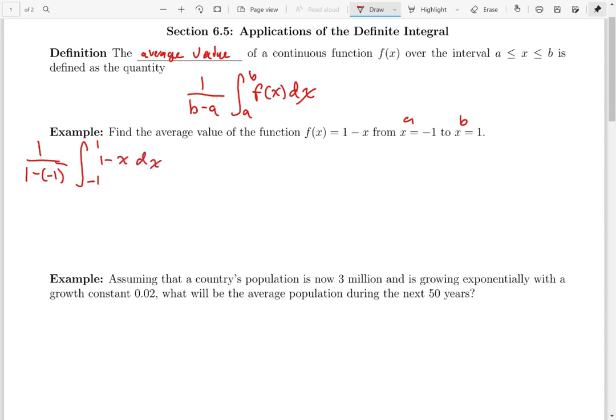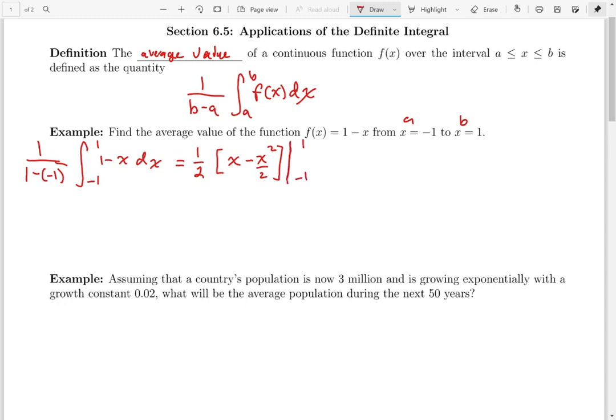At this point, we just need to find the antiderivative, and I could also find this fraction on the far left. Well, the fraction on the far left is 1 divided by 1 plus 1, which is 1 half. And so that's 1 half times the integral. So I'm going to leave that 1 half outside of brackets. What is the antiderivative of 1? The antiderivative of 1 is x. And then the antiderivative of negative x is going to be negative x squared over 2. And then I'm going to take that from negative 1 to 1.